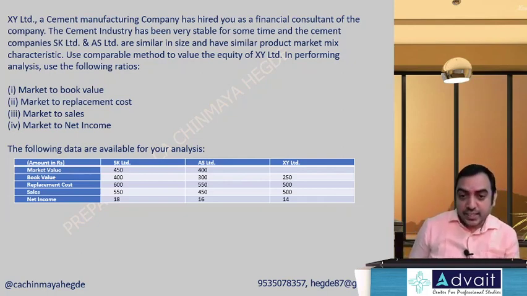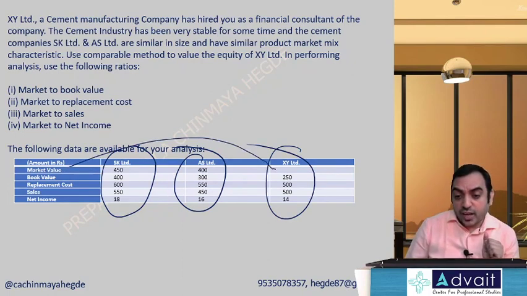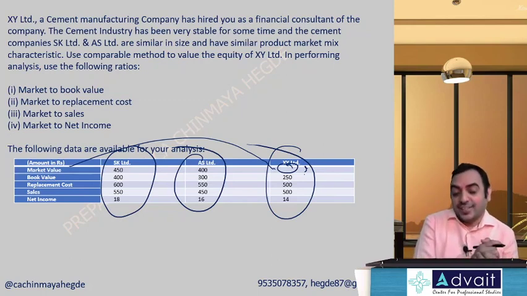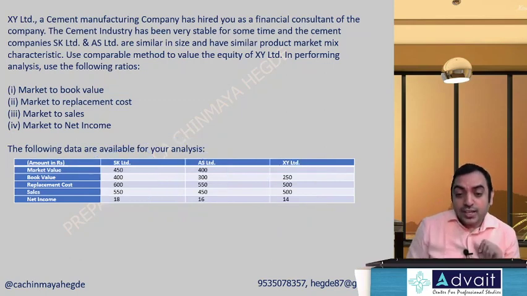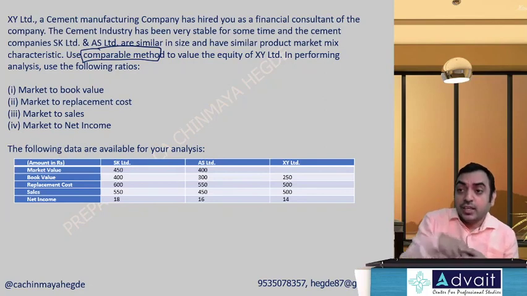So basically they are telling, using SK Limited and AS Limited, which are your competitors maybe, or in similar business, compute the value of XY Limited. Don't think market value here is blank, it's a printing mistake. No, it's not a printing mistake. That market value only we should calculate. Fine. So comparable method means we compute the ratio of our competitors or companies in that industry. That ratio we apply to our company as well.